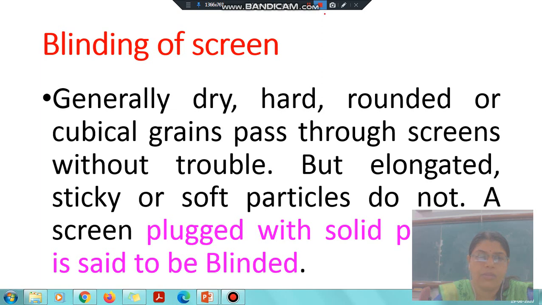Sometimes if the material is dry, hard and in proper shape, like rounded or cubical grains, they easily pass through the screens without any trouble. But sometimes the material is elongated, or we have sticky or soft particles, and they do not pass easily. There is sometimes a problem of choking of the openings also, and that is known as the blinding of the screen.